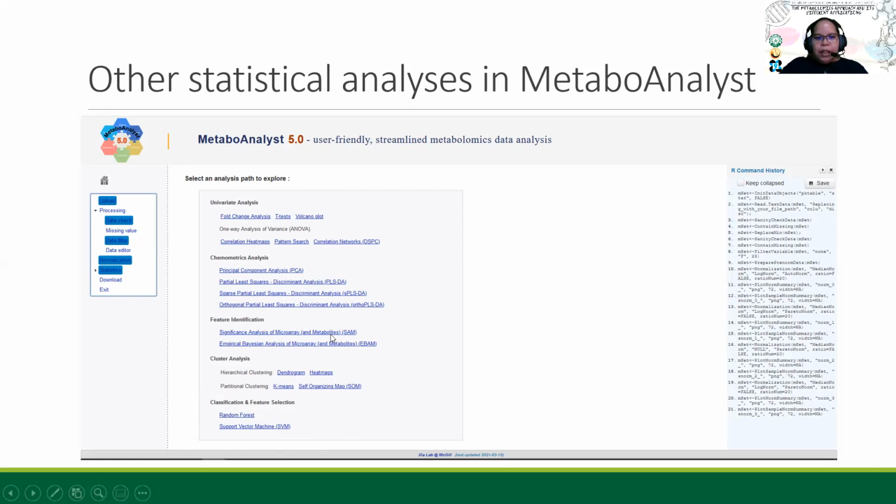And while you are making use of this, you also generate your R commands. So actually this MetaboAnalyst is R based. Whenever you make use of any functionalities, it is actually calling out a particular function in R, and so you can actually save this, and you can make use of this later if you want to rerun the analysis.